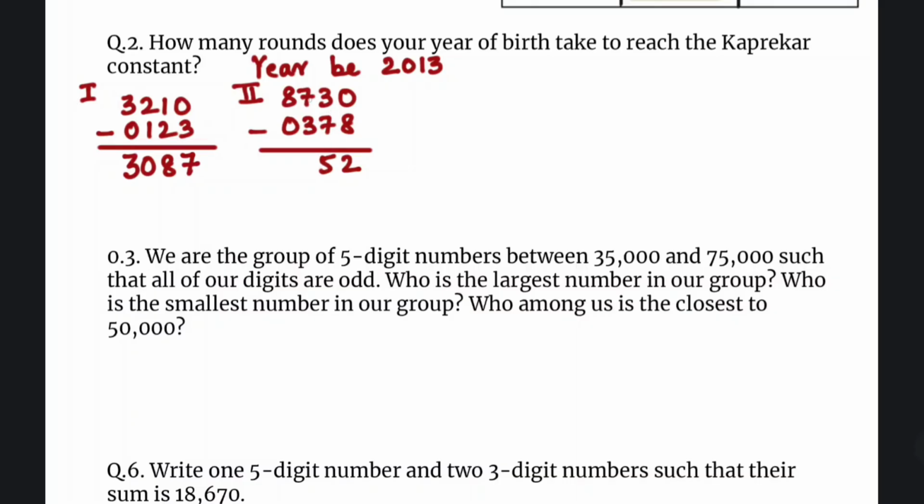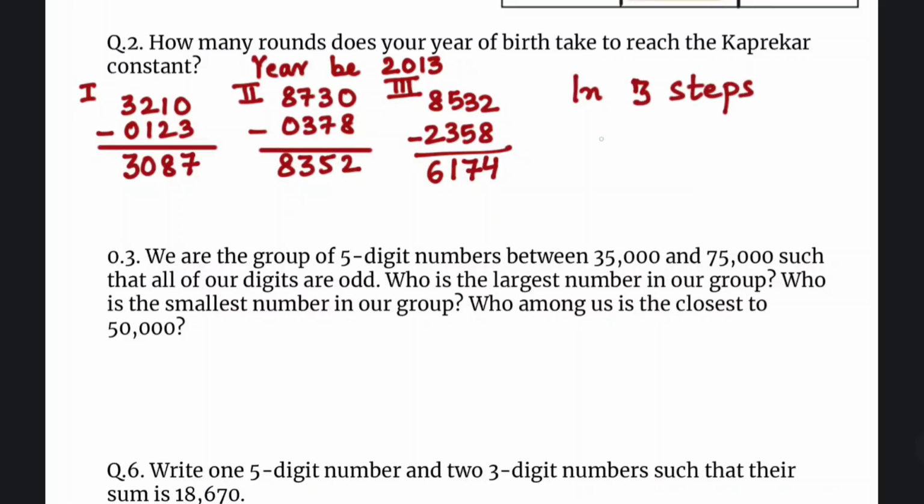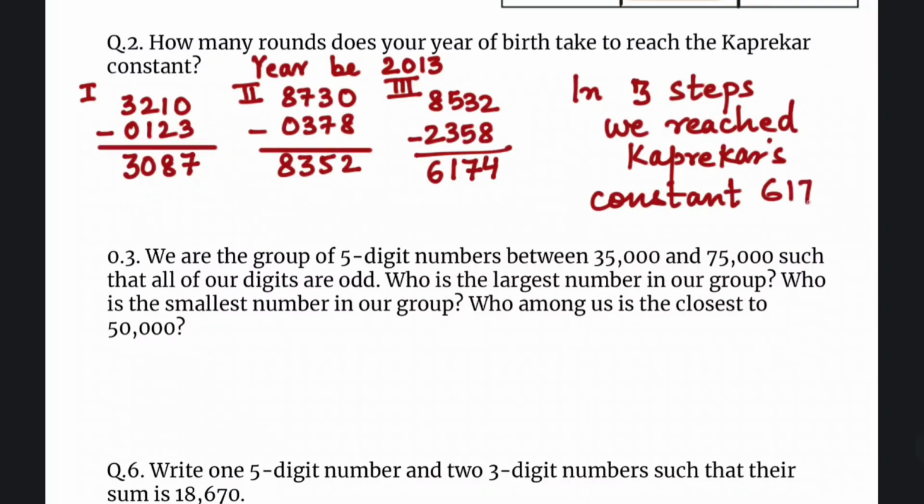12 minus 7 is 5. 6 minus 3 is 3. 8. Third step, we have the largest number as 8532. The smallest number is 2358. So we are having 4. 12 minus this is 7. 1. 6. So in 3 steps, we reached Kaprekar's constant, 6174.